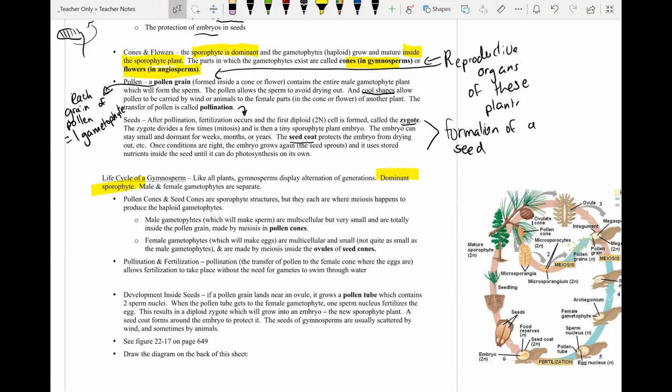So the male gametophytes are multicellular, but are very small and are totally inside the pollen grain, and they're made by something called pollen cones. Female gametophytes, which will make eggs, are multicellular and small. They're a little bit bigger than male gametophytes because there's still that sperm and egg size difference. And these are made inside the ovules of seed cones.